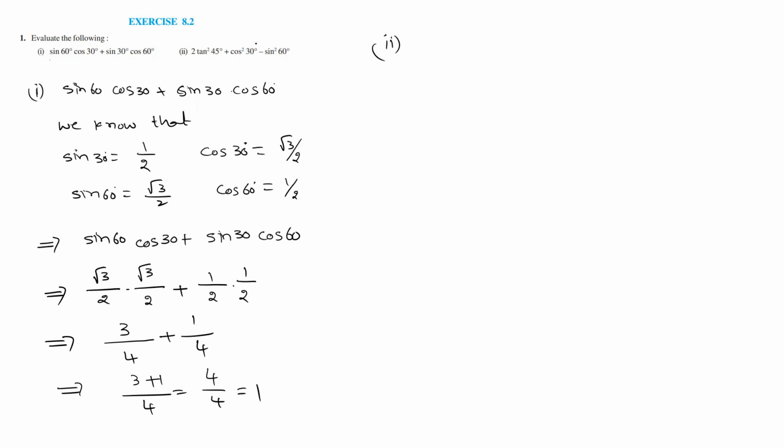Next, the second one. The second one they have given here is 2 tan square 45 plus cos square 30 degrees minus sine square 60 degrees. First, you can write down all the values here. We know that tan 45 will be 1, cos 30 is root 3 by 2, and sine 60 is also root 3 by 2 here. All these values we will substitute here.